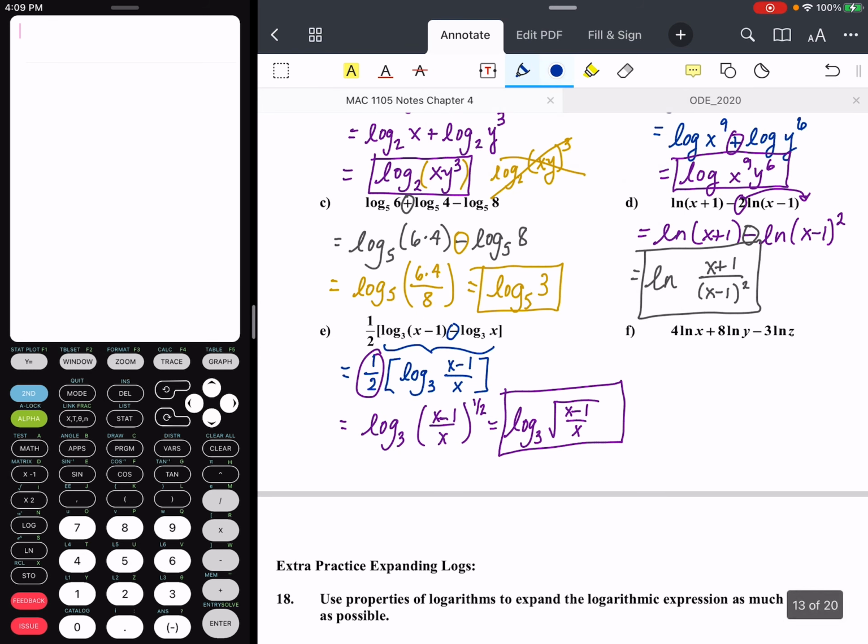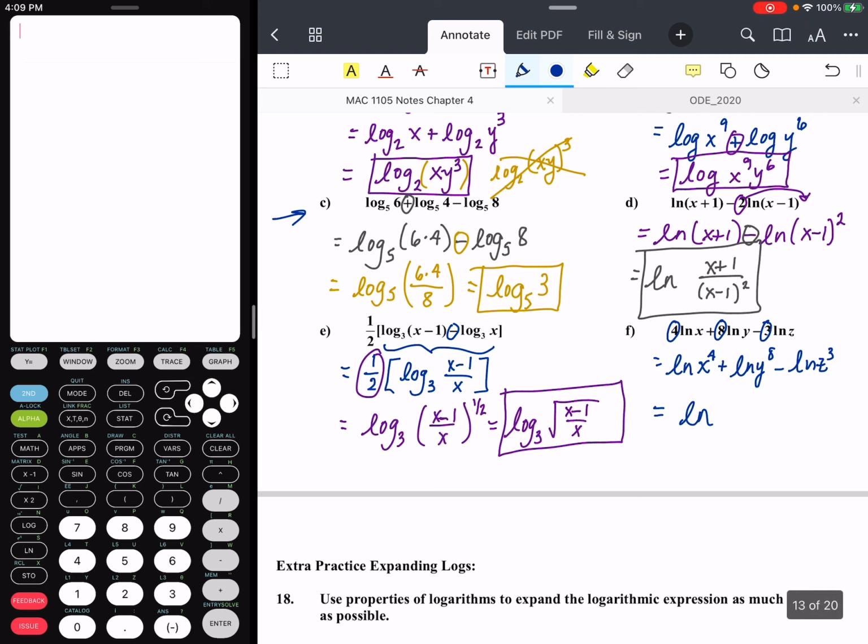All right, and our last example, we've got power rule, power rule, power rule. So natural log of x to the 4th plus natural log of y to the 8th minus natural log of z cubed. Then we're going to apply our product rule and our quotient rule. Back in example C, I did this in 2 steps. I'm going to do this all in 1 step now. So notice that these are all natural logs. And of course, in all these examples, we've had the same base. So that's why we're able to condense this into 1 log.